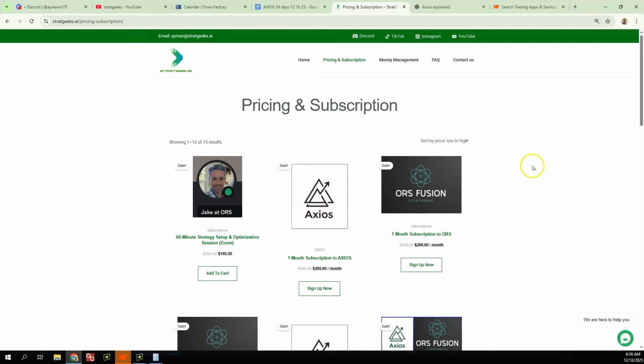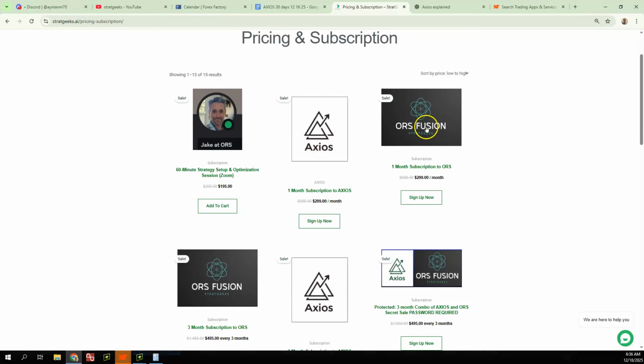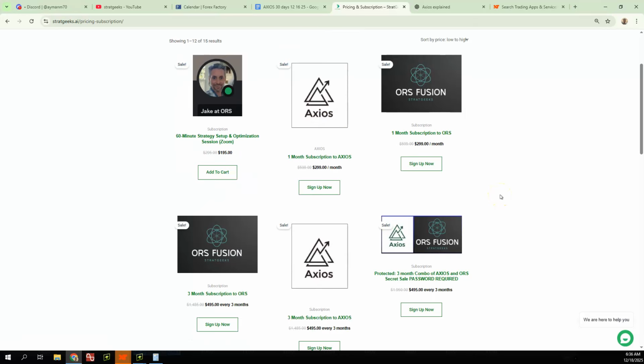They just like hide the pricing. So we do have Axios and ORS separately as a 1 month. I like to see people sign up for more than 1 month, so we get a much better deal on 3 months, because sometimes the first month running the strategy, it might not be that great. It could be a flat month when you first start out, but over the course of 2, 3, 4, 5 months, there's a much higher probability that you're going to see the strategy really start to shine.